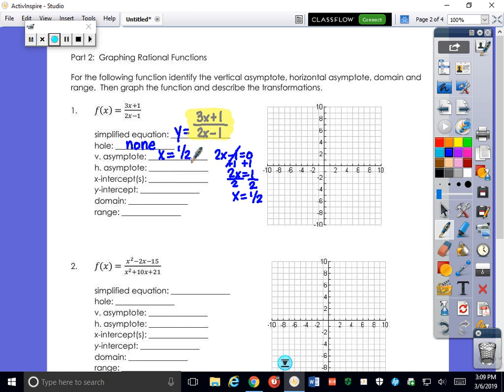Okay? Horizontal asymptote, you've got to go to the degree. The degree of the numerator is 1, the degree of the denominator is 1, so they're the same. If they're the same, then you revert to the leading coefficients. And the leading coefficients on these are a 3 divided by a 2, so my horizontal asymptote is at 3/2.